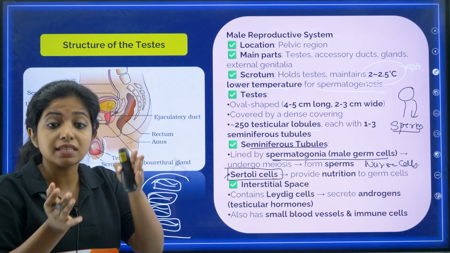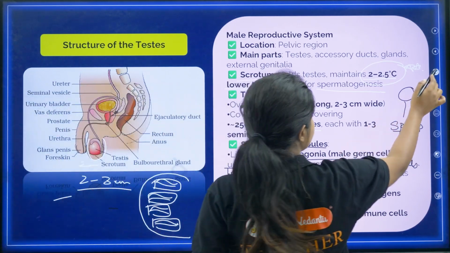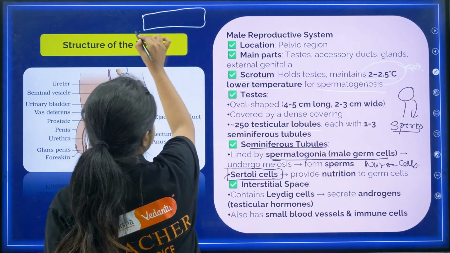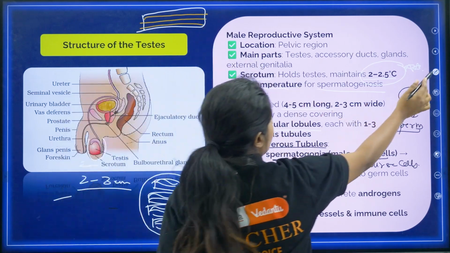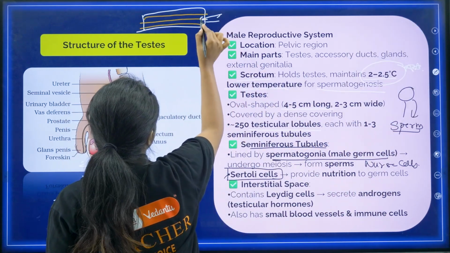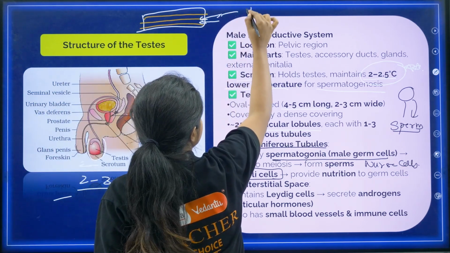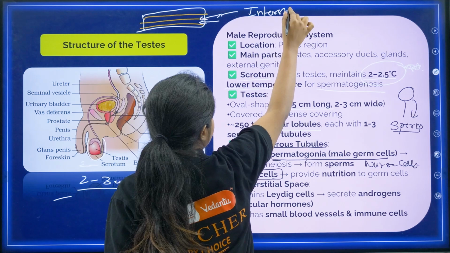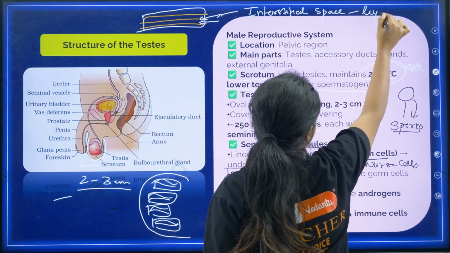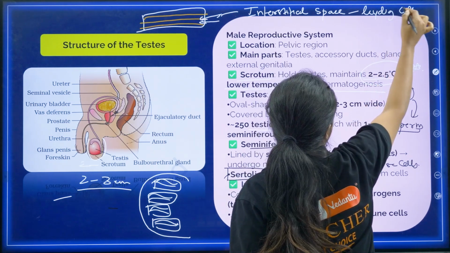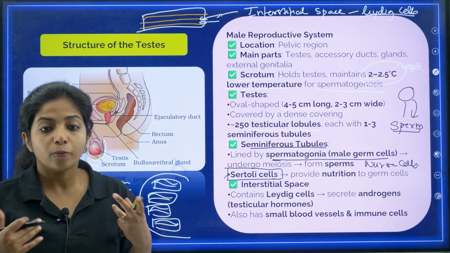Now this is the scenario inside the seminiferous tubules, but what about between the seminiferous tubules? I told you, in a testicular lobule there are 1, 2, 3 tubules. In between them, you obviously have space. Now what is in there? This space is known as the interstitial space. What do you call it? Interstitial space, and it is lined by certain cells which you call Leydig cells. What do you call them? Leydig cells, which will be providing what?